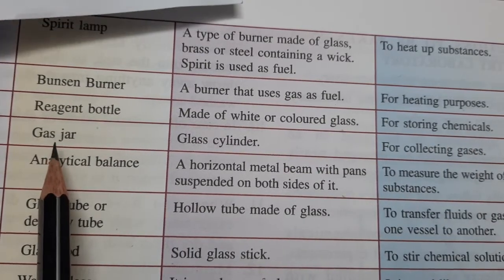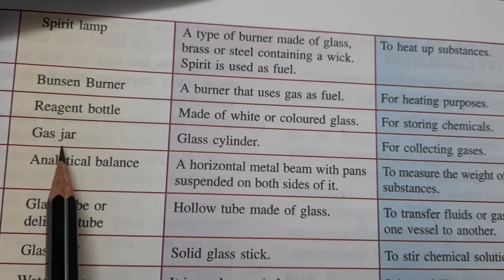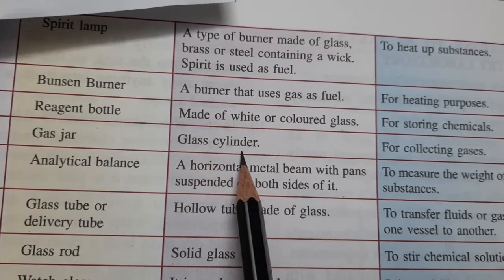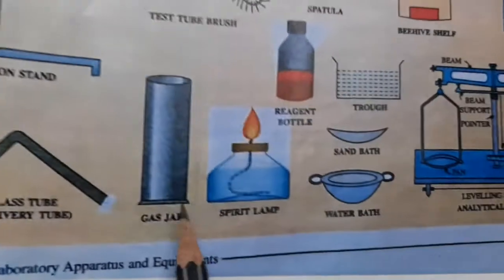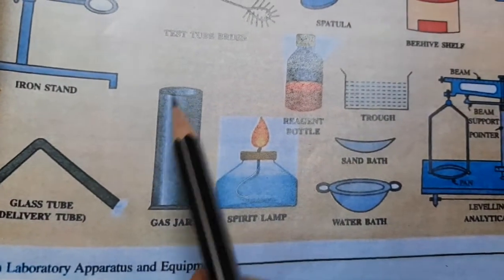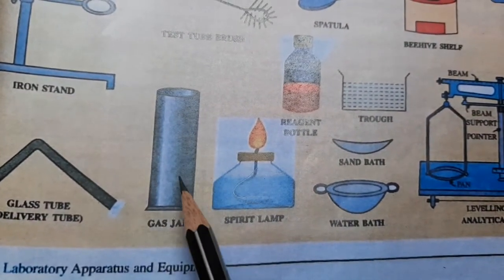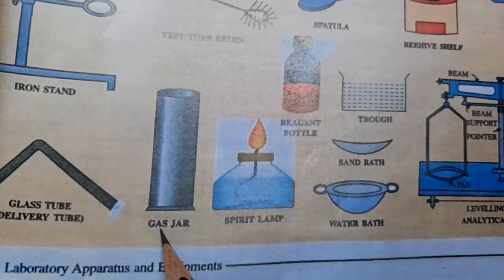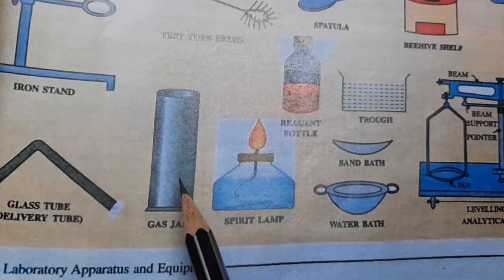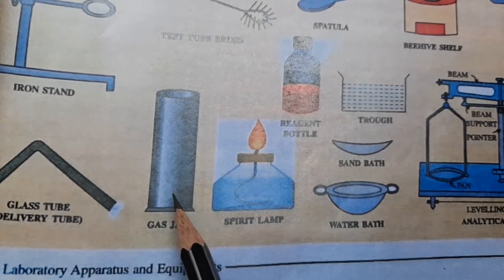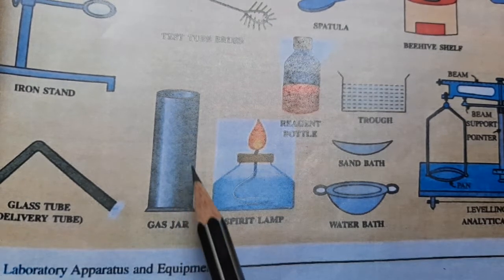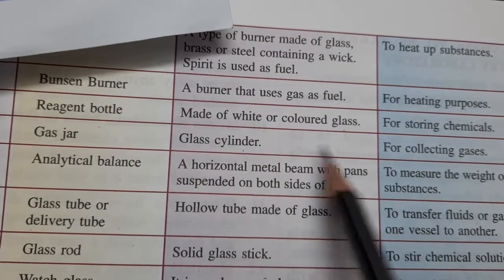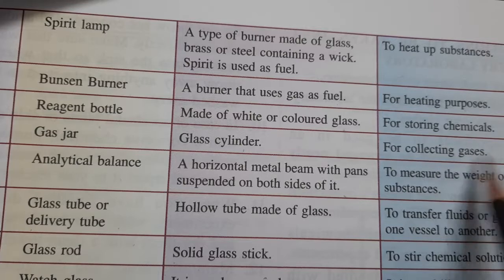Then the gas jar, which is a glass cylinder, and it looks like this. It is cylindrical in shape and made of glass. Why is it known as a gas jar? For collecting gas. Sometimes in chemical reactions gases are produced, and for that we use this gas jar. So it is a glass cylinder for collecting gases.